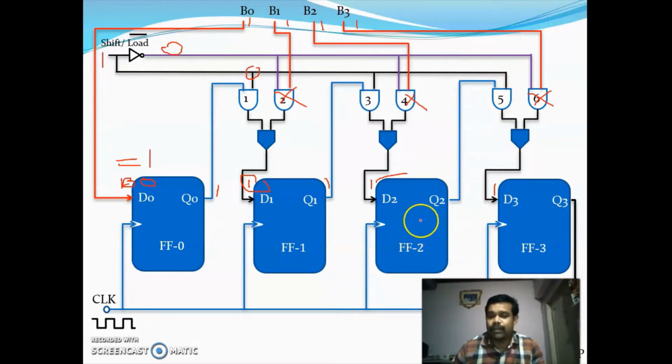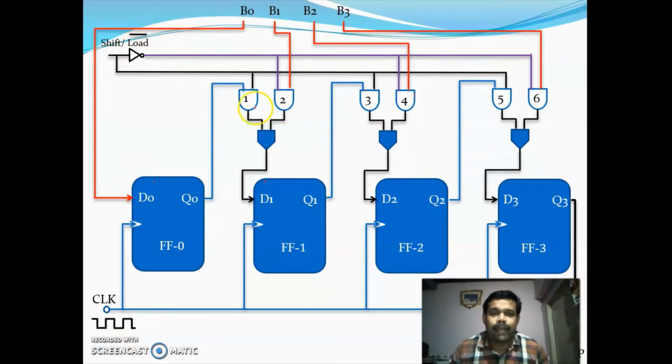Okay, this is the operation of the shift/load-bar control. When you give the control input as 0, the input is loaded, and when you give 1, the input is shifted. Once again, I am explaining the working. This is a parallel in, serial out shift register.